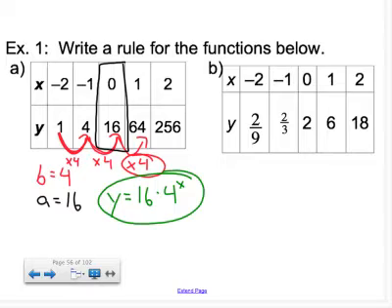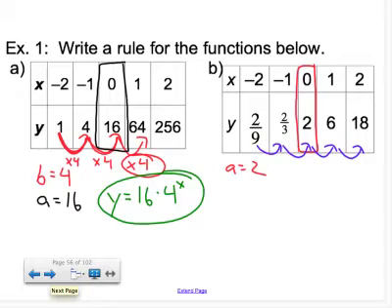Part B, again, identify your a and your b. If you want to do a first, it doesn't matter. Your a value is 2, because it's the y value when x is 0. For the b value, you have to figure out what you're multiplying by to go from one y to the next. From 2/9 to 2/3 is not very easy to see, but if you look at from 6 to 18, you multiply by 3. From 2 to 6, multiply by 3. So each time we're multiplying by 3. That 3 is your b value.